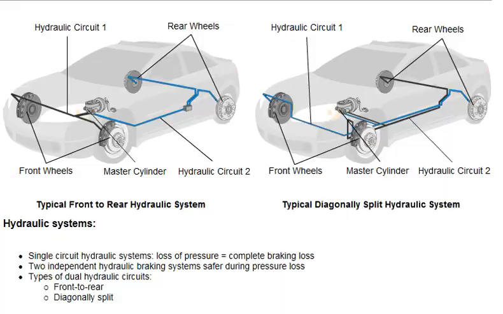To review, in a single-circuit hydraulic system, a loss of pressure results in complete loss of braking. For safety purposes, since 1967, most vehicles have had two independent hydraulic systems connected to the wheel brakes. The presence of two independent hydraulic systems ensures that the vehicle is able to maintain some braking operation even if there is a loss of pressure in one of the systems. There are two types of dual hydraulic circuits, front to rear and diagonally split.